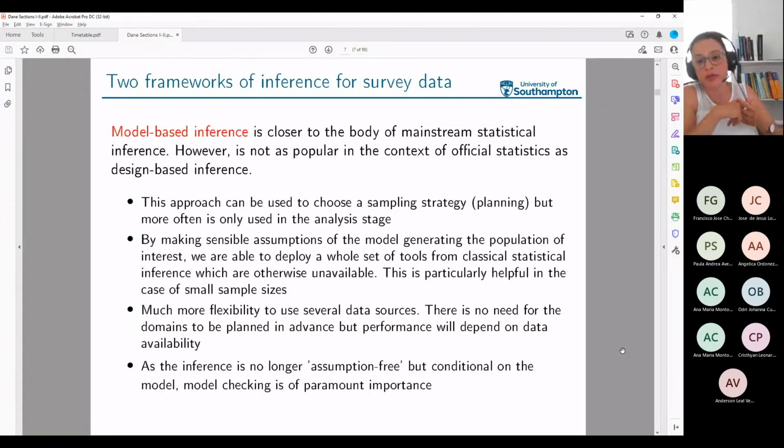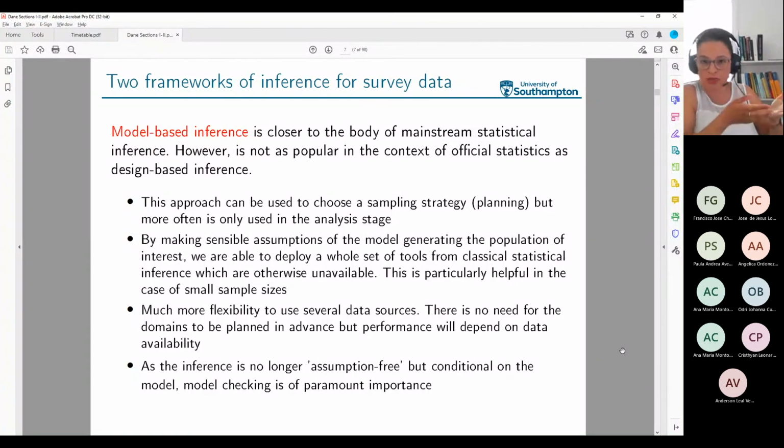And that is going to be something that is going to save the day when we talk about very small sample sizes. It also has much more flexibility to use several data sources. You're going to see with Nikos in the next week. There is no need for the domains to be planned in advance, but there is a gain if they can be.